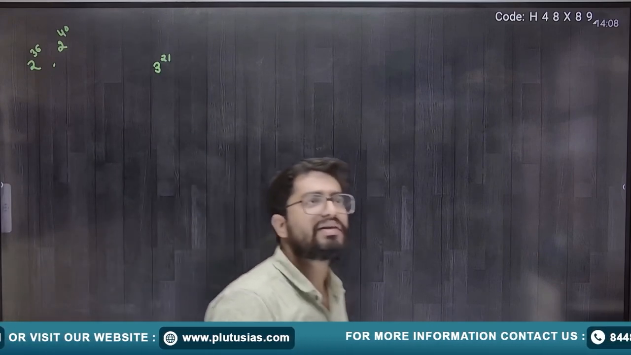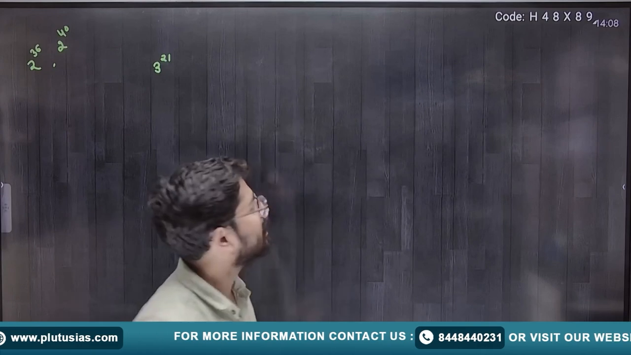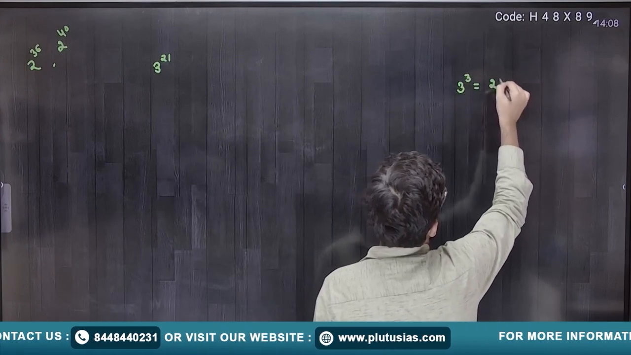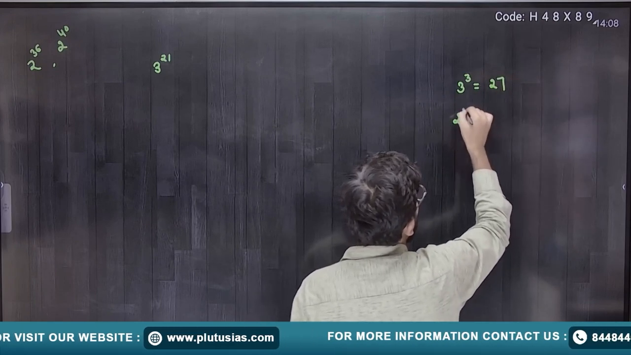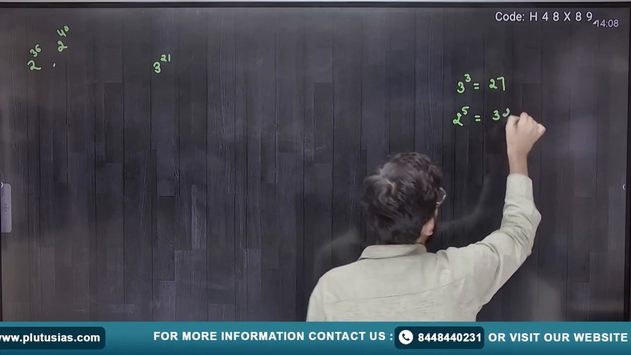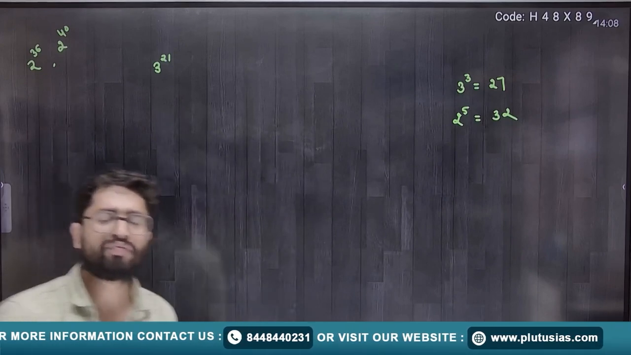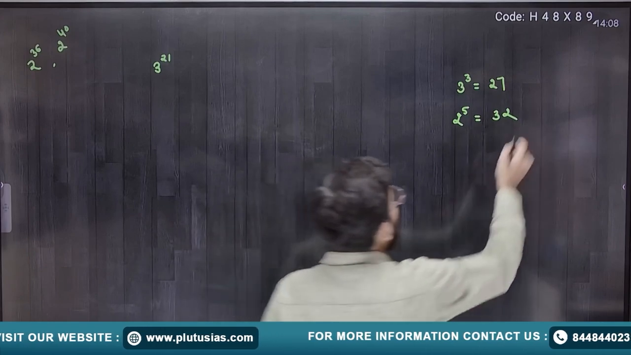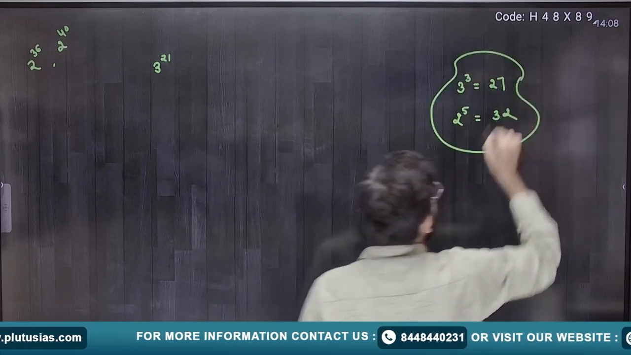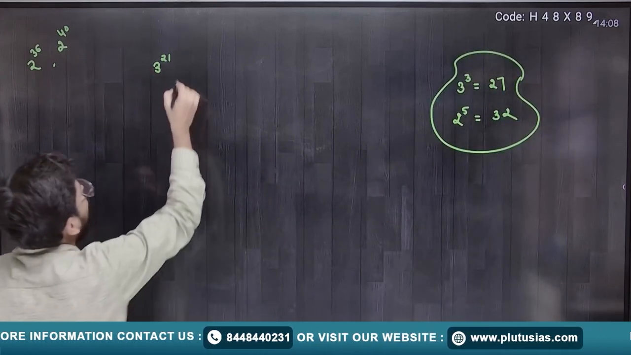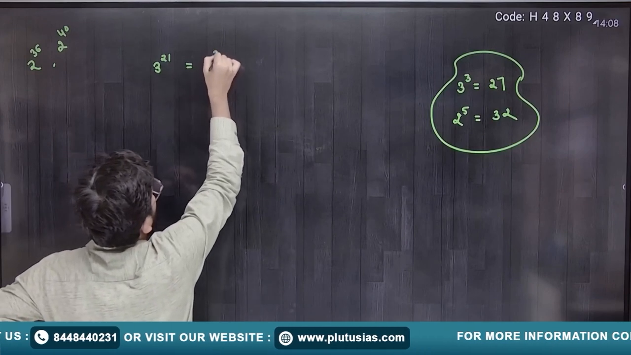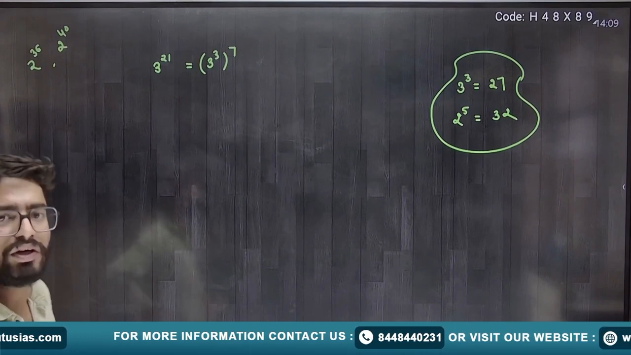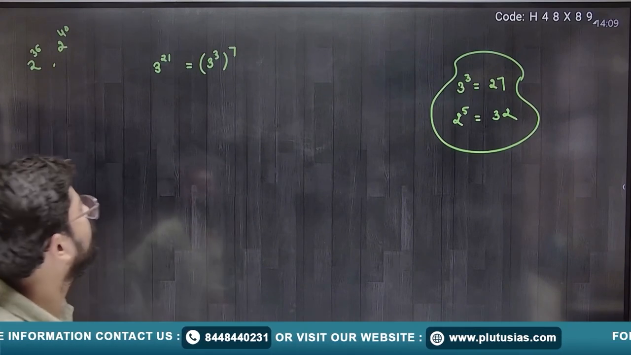You know, 3 power 1 is 3, 3 power 2 is 9, 3 power 3 is 27. And 2 power 5, you know, that is 2 into 2, 5 times, that is 32. And why am I choosing these numbers? Because you can break your 21 like this: 3 power 3, whole to the power 7.